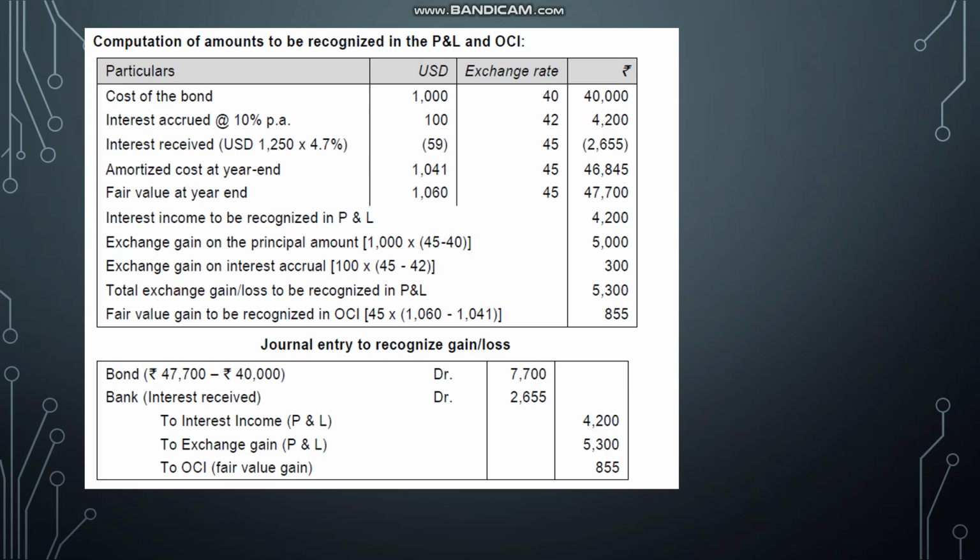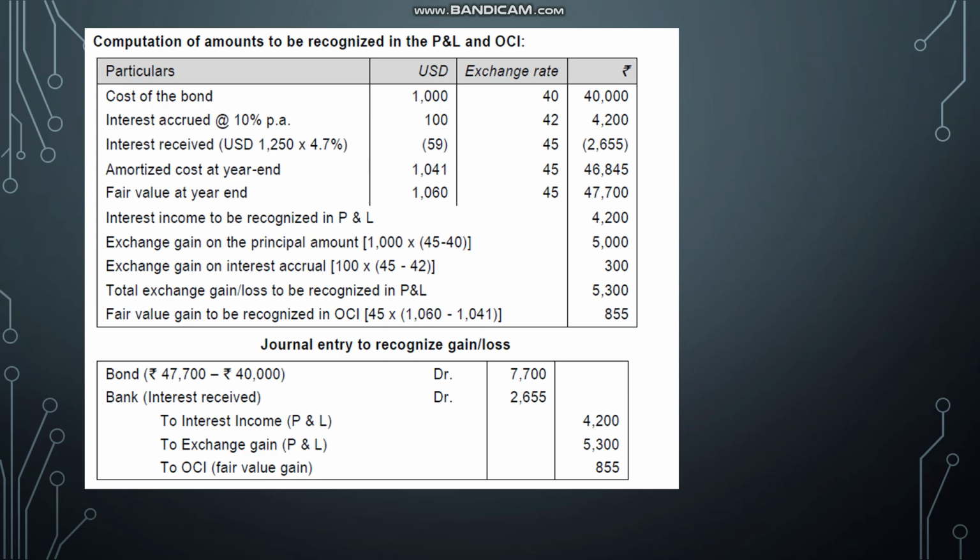So exchange gain on the principal amount will be the difference between 45 and 40 into 1000, that will give you 5,000. And exchange gain on interest accrual, that is the difference between 45 and 42. For the principal amount it is 45 and 40. Here it is the difference between the closing rate and the weighted effective rate. So that will give you 300. So total exchange gain to be recognized in P&L will be 5,300 rupees in INR.